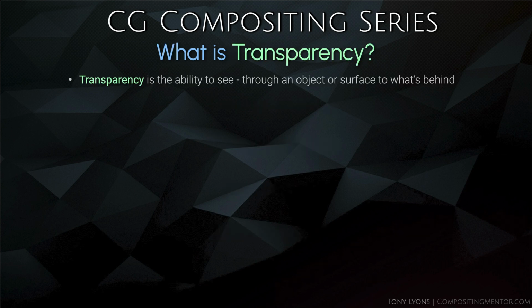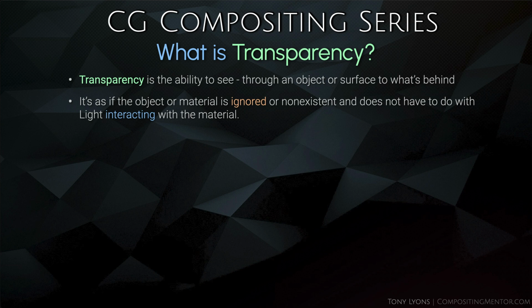What is transparency? We'll start with the most basic one to explain. Transparency is the ability to see through an object or surface onto what's behind it. So in this case, it's as if the object or material is completely ignored or non-existent and does not have to do with how the light is interacting with the material at all.